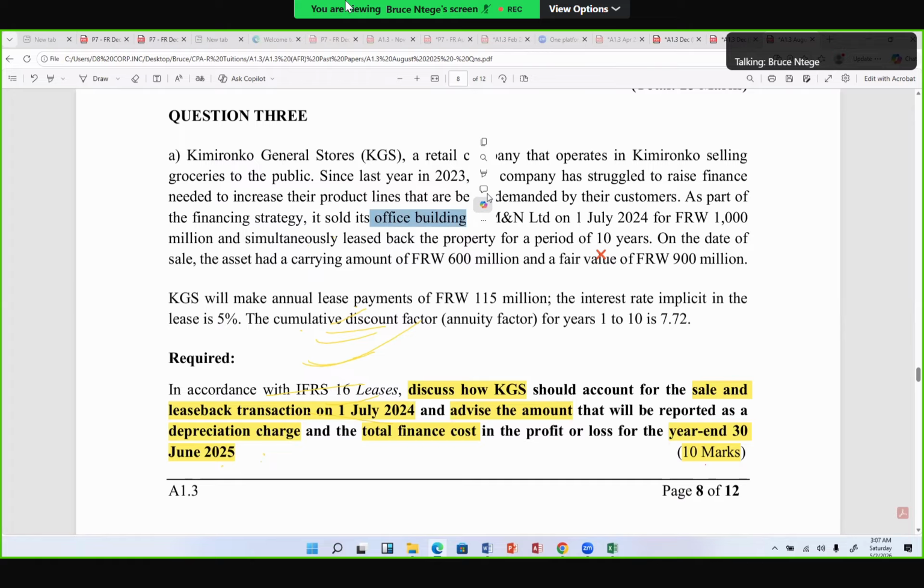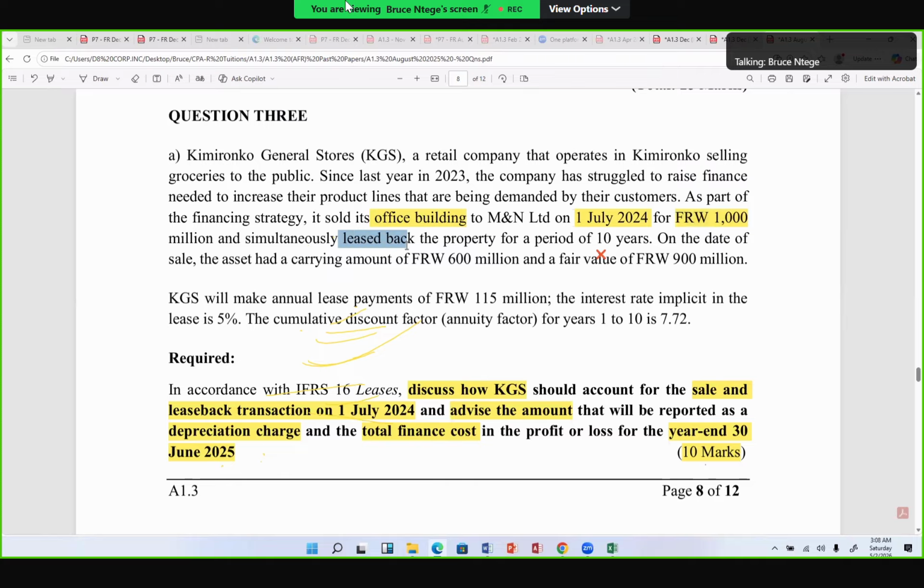So they don't need the office building. They need this, the supermarket rent place. So they've sold off this office building to somebody called M&N Limited, and the date of sale was 1st July 2024. So that's the date of sale. The disposal proceeds is 1,000 million francs. Okay, but they have immediately or simultaneously leased it back for a period of 10 years. So they have a sale and lease back for a period of 10 years.